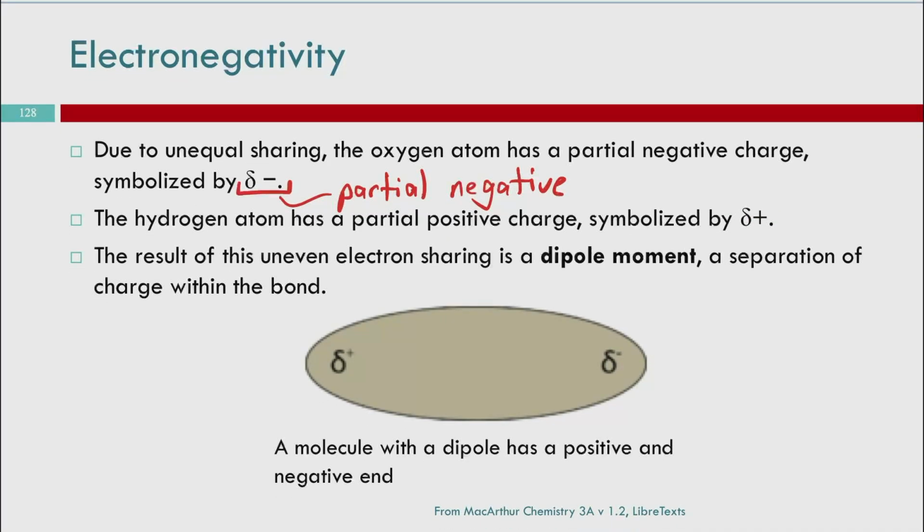And that uneven sharing of the electrons results in what we call a dipole moment. The di as in 2, poles as in plus and minus, like poles of a magnet or poles of the Earth. And a moment because it's sort of temporary. Not 100% sure why the moment's there, but we call it a dipole moment.